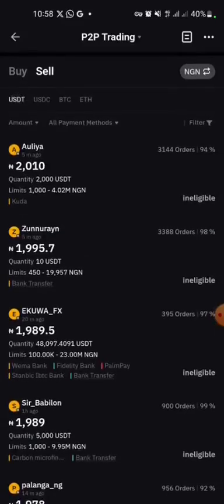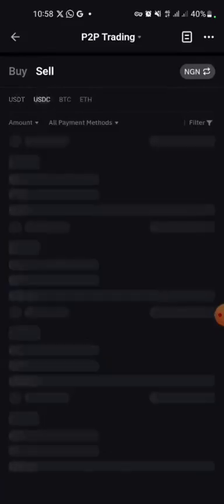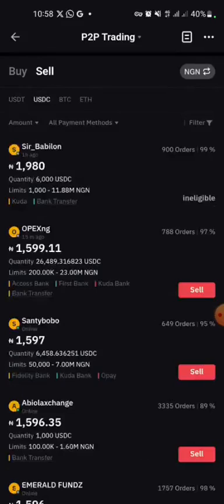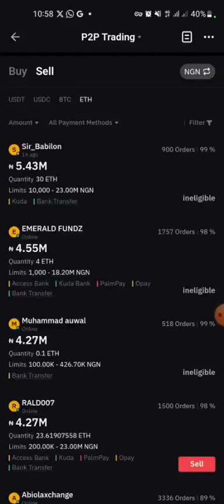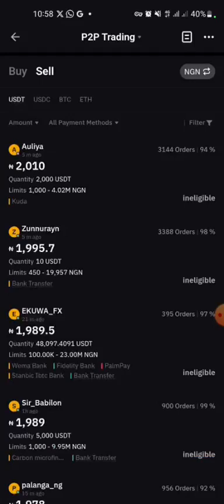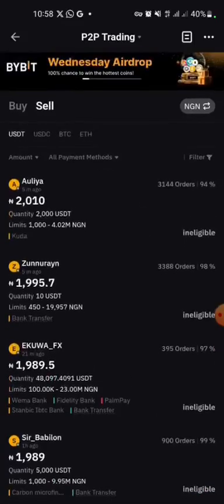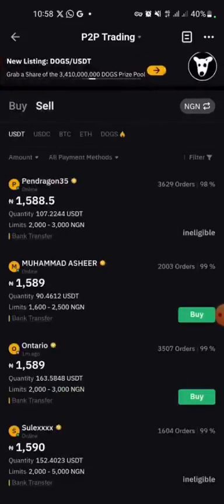Let's say you have USDC, then you can switch over to USDC here. Or let's say you want to sell BTC instead, you switch over to BTC here. Or let's say you want to sell Ethereum, you switch over to Ethereum here. So these are the 4 available cryptocurrencies you can sell for Nigerian Naira. So you switch it back to USDT as it is. Remember, you switch from buy to sell, right?